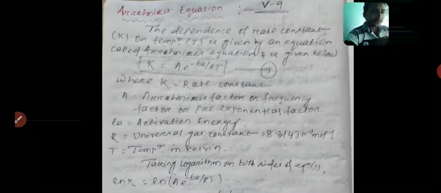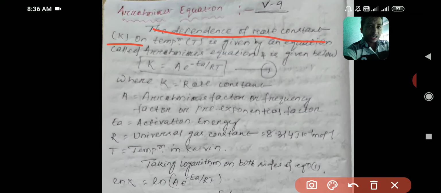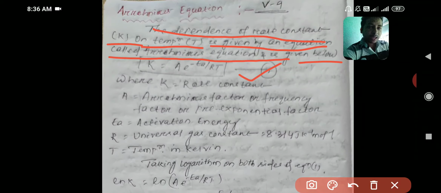Arrhenius equation is nothing but the dependency of rate constant K on temperature. That means the relationship between rate constant and temperature is given by an equation which is known as Arrhenius equation. The dependence of rate constant K on temperature is given by an equation called Arrhenius equation, and the equation is K is equal to A e to the power minus EA by RT.